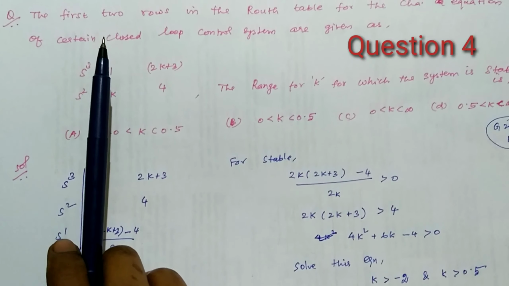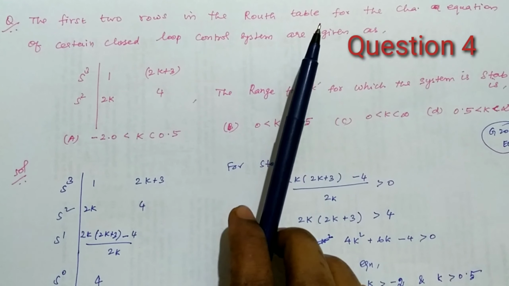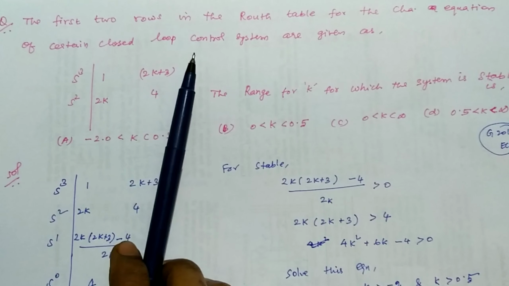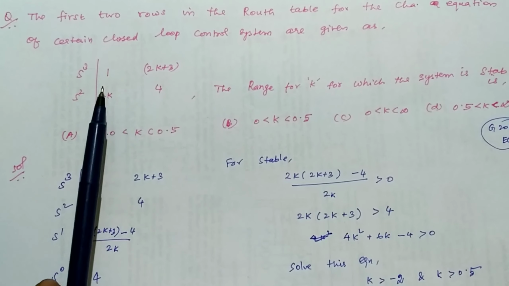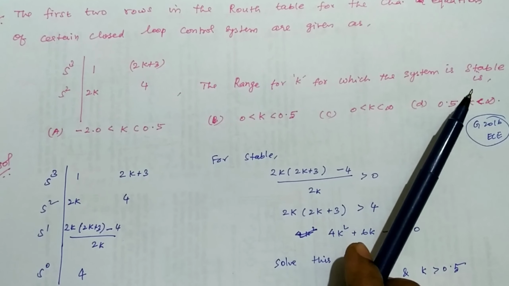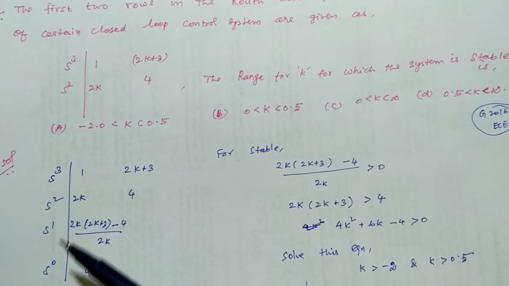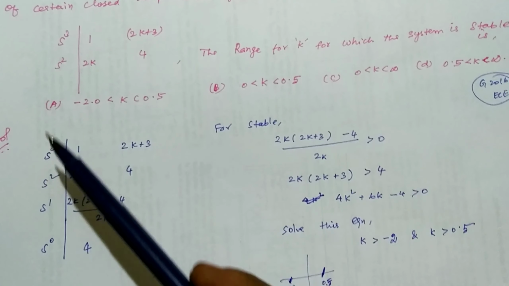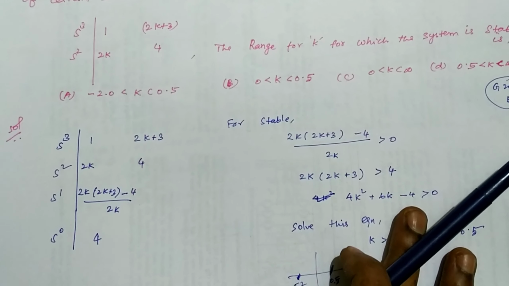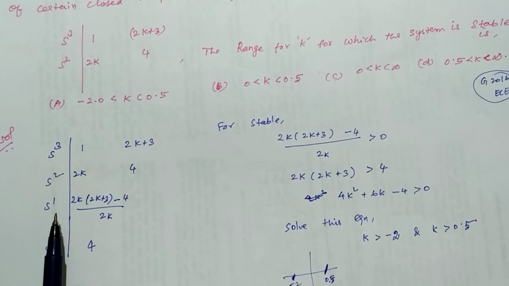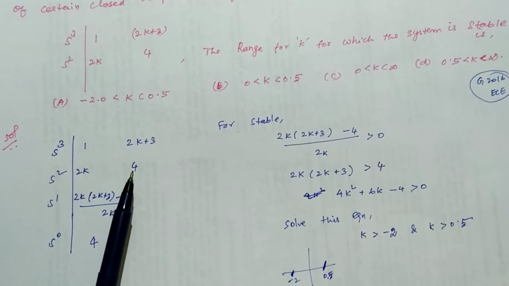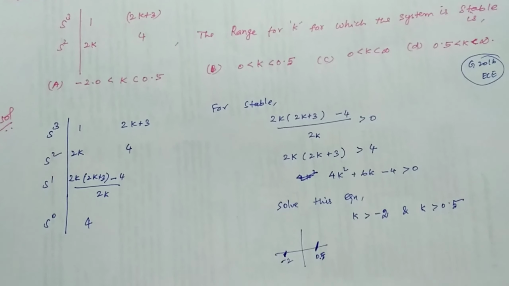Next question. The first two rows of a Routh table for the characteristic equation of a certain closed loop system are given like this. What is the range of k for which the system is stable? So very simple. We need to fill the remaining terms. s power 3 and s power 2 are given, we need to fill s power 1 and s power 0. So the s power 1 term is 2k into (2k plus 3) minus 1 into 4, divided by 2k.